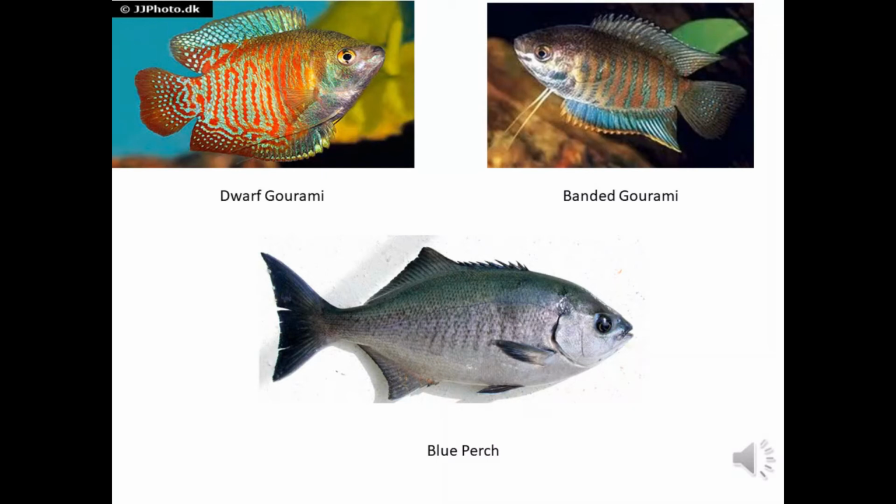Start with the dwarf gourami. The dwarf gourami is a peaceful and shy fish. If you have a pair of them, the two fish will swim together. Dwarf gouramis are considered labyrinth fish, which means they breathe straight from the air with a lung-like labyrinth organ and need to have access to the water's surface.